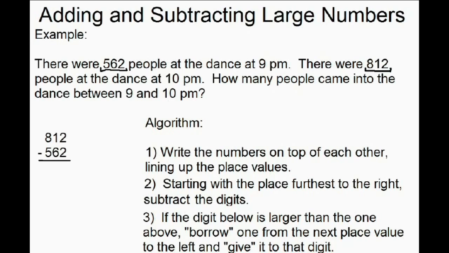And now starting with the place furthest to the right, which is the ones, once again, we're going to just start subtracting. 2 minus 2 is 0. Next case, we have 1 minus 6, so the digit below is larger than the digit above. We have to borrow 1 from the next place value over. Borrowing 1 from the 8 makes it a 7, and we give that 1 to this place value, turning that 1 into an 11. 11 minus 6 is 5, and 7 minus 5 is 2.